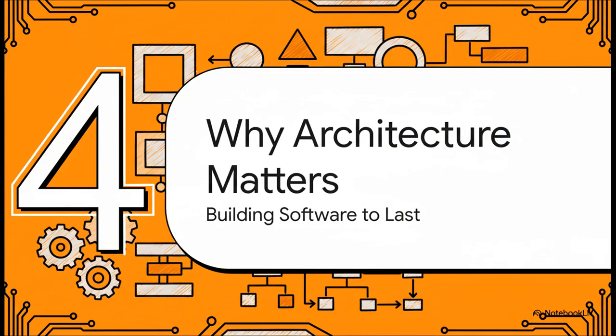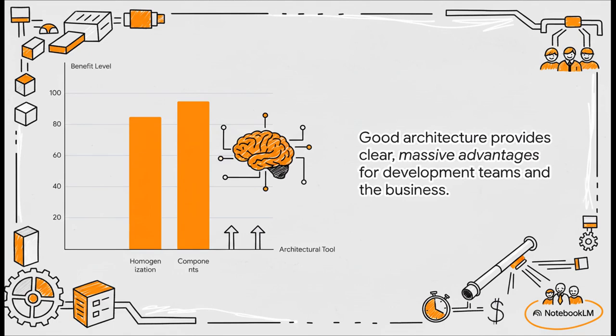So we've looked at cleaning up our language with homogenization, and we've looked at building with these modular components. But why does any of this architectural stuff really matter? Well, it's all about building software that is designed from the ground up to evolve and to last. And the payoff for doing this work is huge. Each one of these tools gives you a clear, massive advantage. Homogenization gives you clarity and consistency, which cuts down on team confusion and a ton of costly bugs. And components deliver modularity and reusability, which makes the whole system way easier to update, to maintain, and to grow.